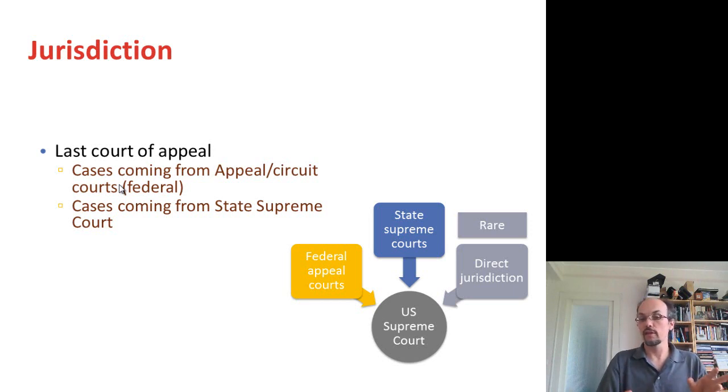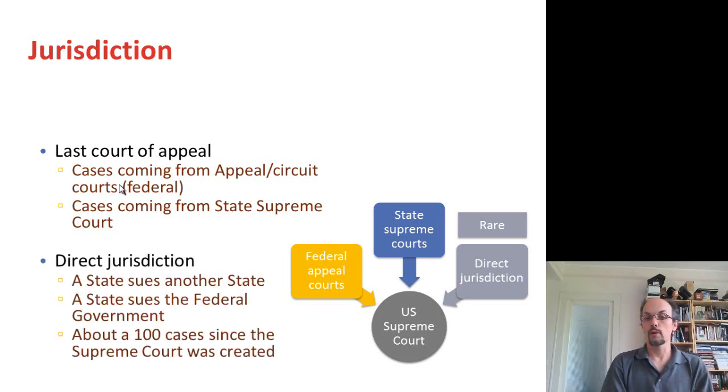And it's almost the same in the federal system. So if you go to the federal system, you can go into district court, then to circuit court, court of appeal, and if you're still dissatisfied, you can appeal to the US Supreme Court. And in some specific cases, the US Supreme Court has direct jurisdiction. Basically, it has to do with the relationships between a state and the federal government. But that's very marginal. 100 cases in more than 2 centuries. That's what the Supreme Court does.